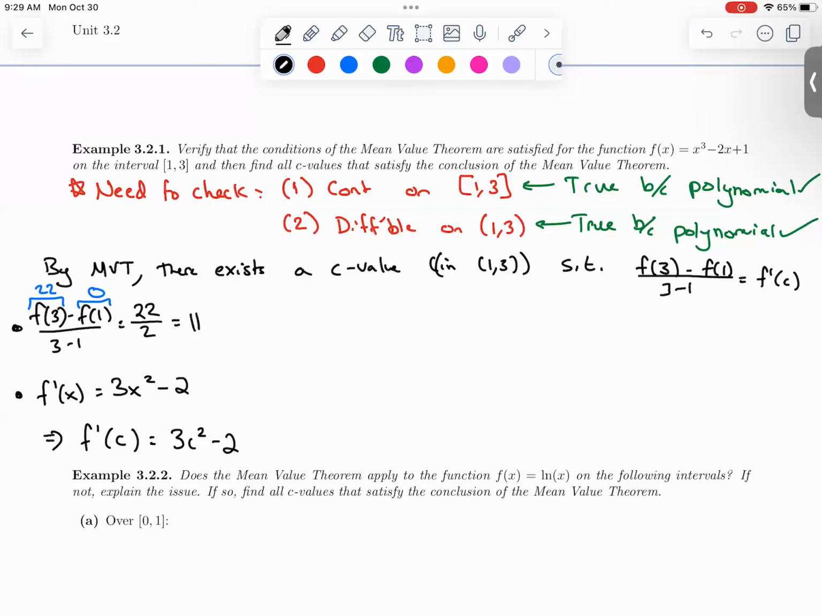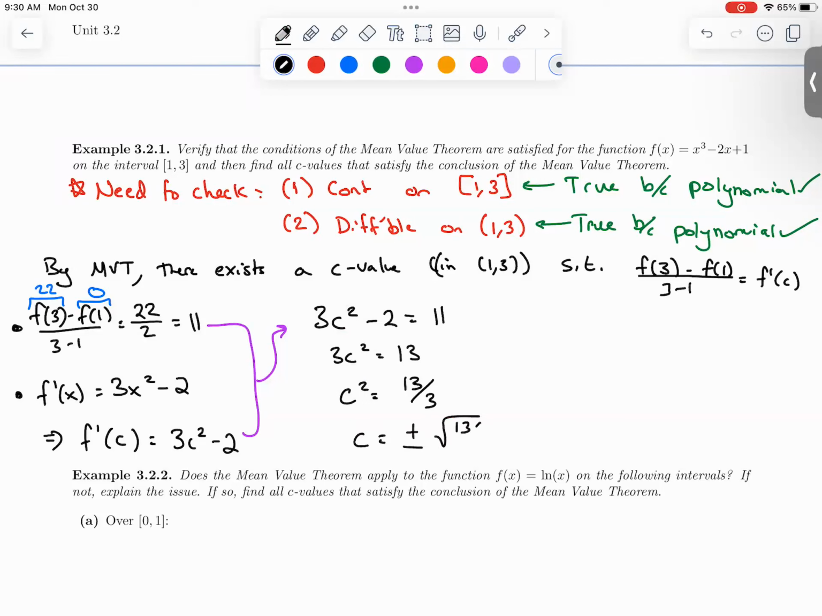That means we have 3c squared minus 2 is equal to 11. And that's 3c squared is equal to 13. Which means that c squared is equal to 13 thirds. Which means that c is equal to plus or minus the square root of 13 thirds.